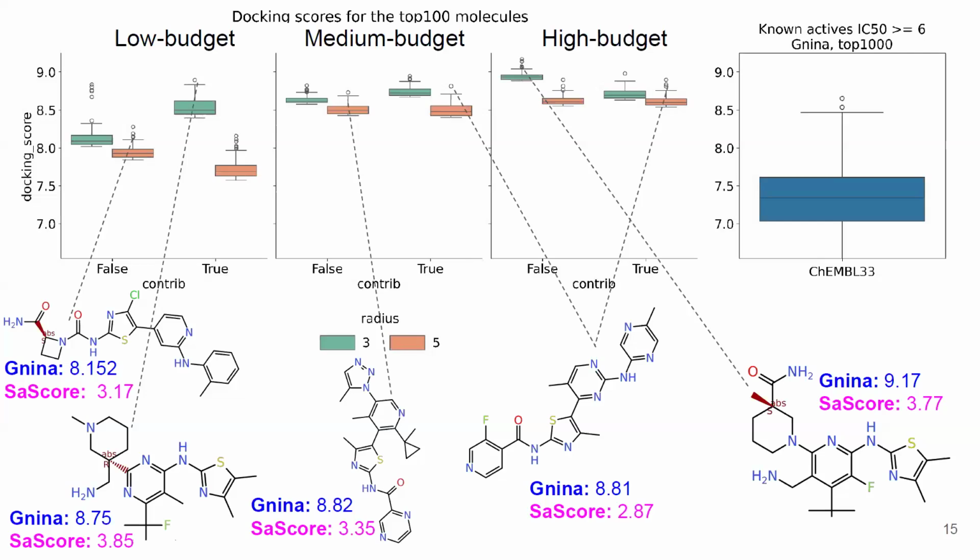When we don't introduce atom contribution, the results are worse. And these are examples of the generated molecules with the GNINA and SA scores, so you can just take a look at how they look.